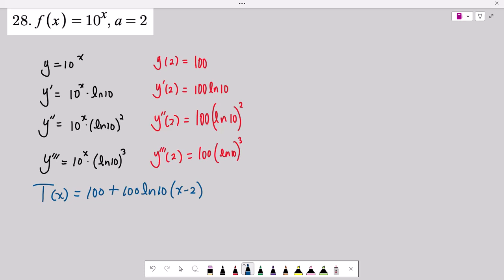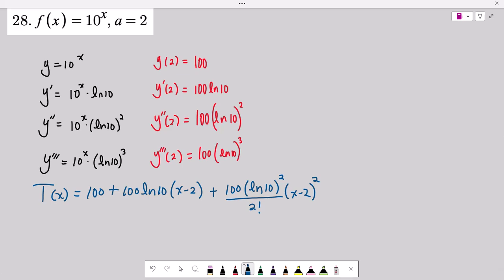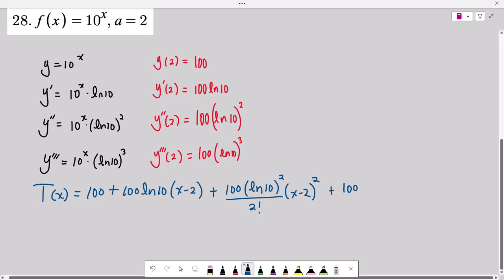And then we're going to the new stuff. Here's the calculus 2 part. Ln 10 squared divided by 2 factorial, and then x minus 2 raised to the 2 power. So that's the best quadratic approximation. And then the best cubic approximation. And it's a series, so we need our ellipses.